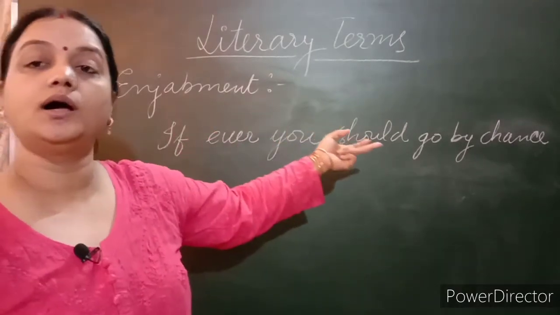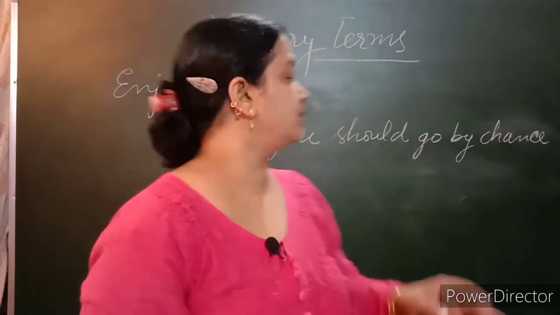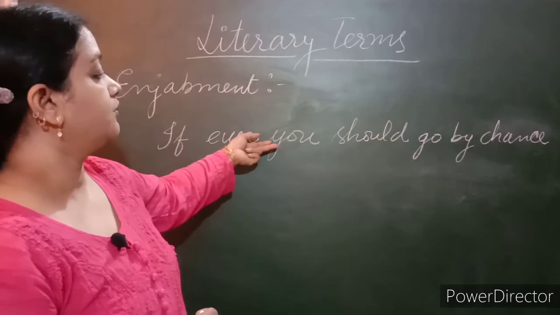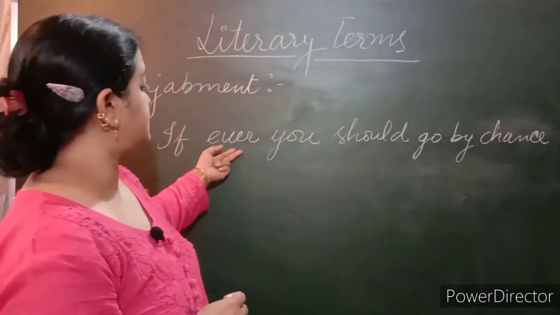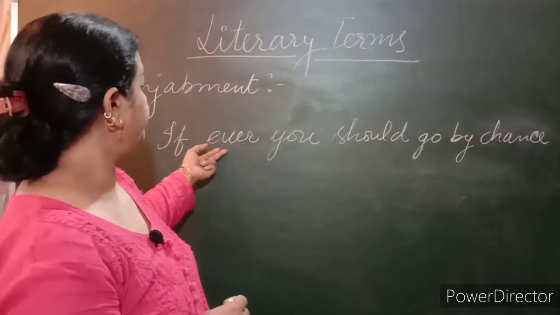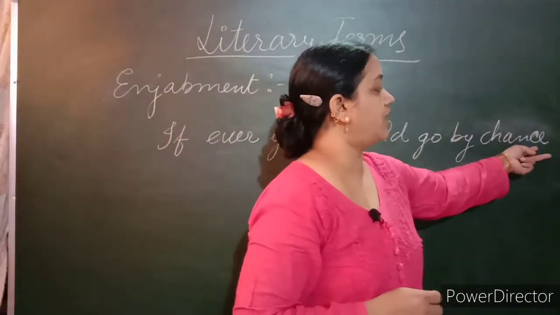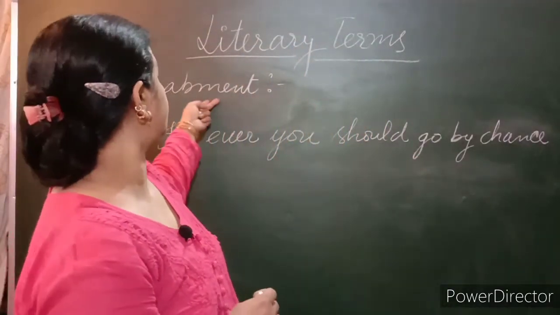Where will there be enjambment? Where no punctuation mark is used. And this example has been taken from your poem How to Tell Wild Animals. This is the very first line of that poem: And if ever you should go by chance. There is no punctuation mark. So which figure of speech is there? Enjambment.